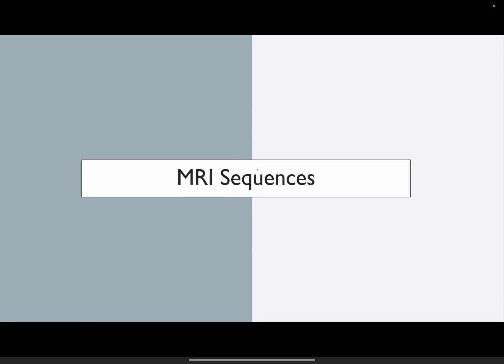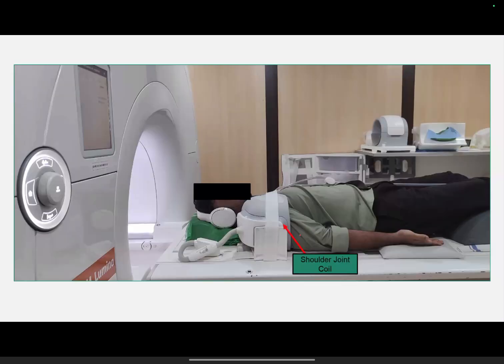So today we'll start with MRI sequences. You can see in this image the patient's positioning. For shoulder joint MRI, the hand should be in adducted position and externally rotated like this, with a shoulder coil. You can see this in this image also.